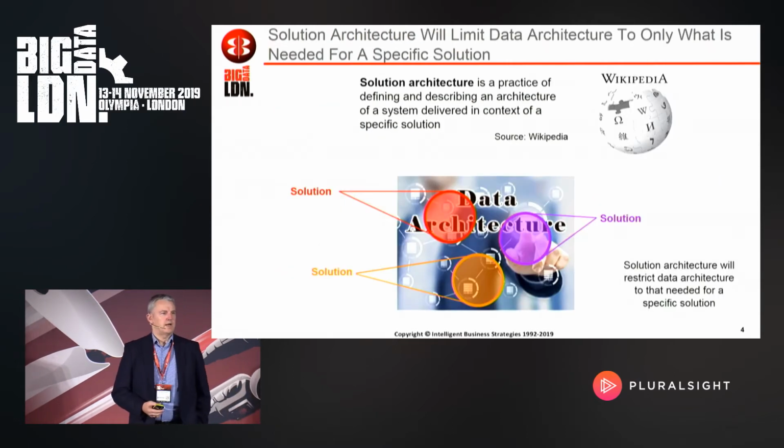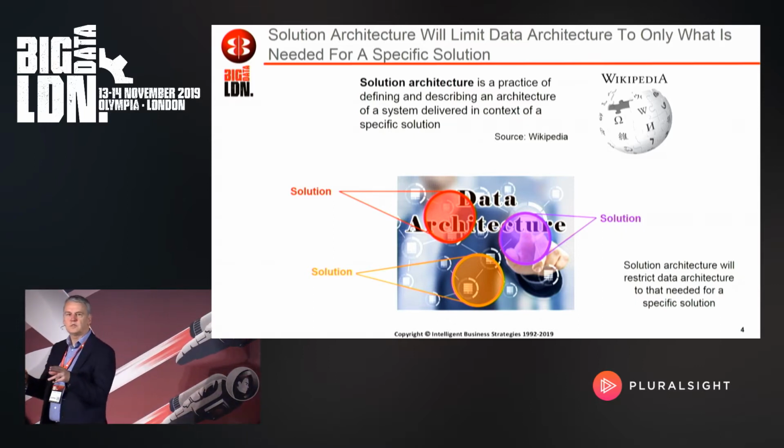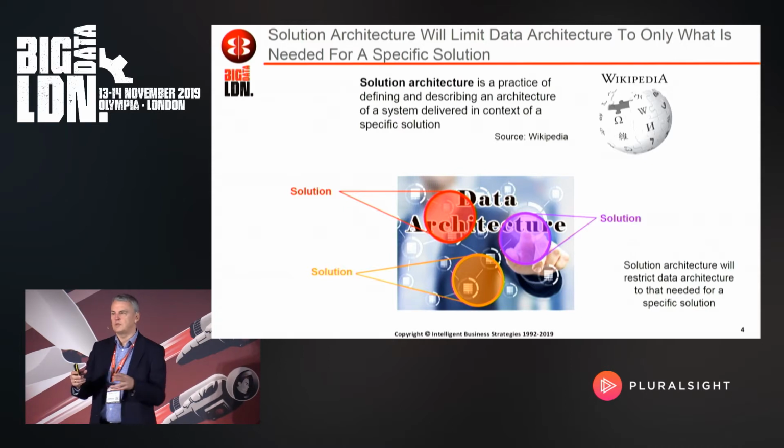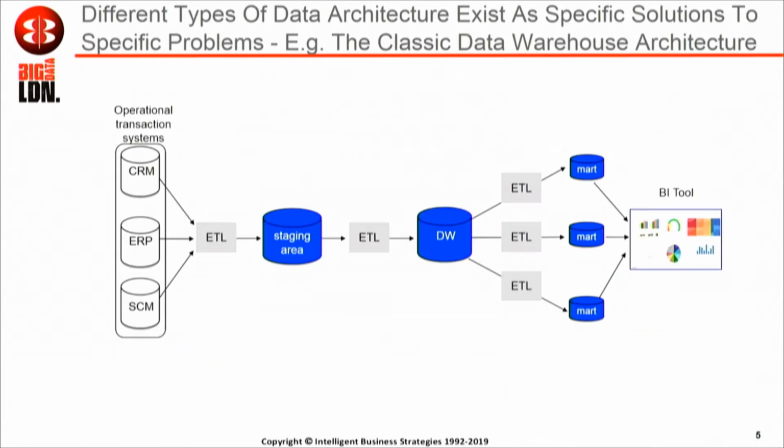Solution architecture, on the other hand, is restricting data architecture to a specific solution. Many of you may be solution architects, particularly focused on a particular business problem and looking at data architecture in that context. And we've had plenty of examples of that over many, many years. Things like the classic data warehouse architecture, which hasn't changed in a very, very long time.